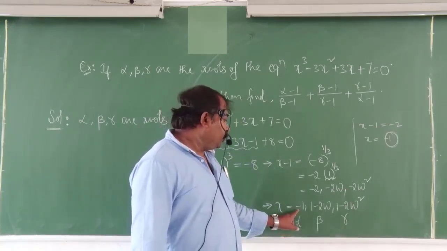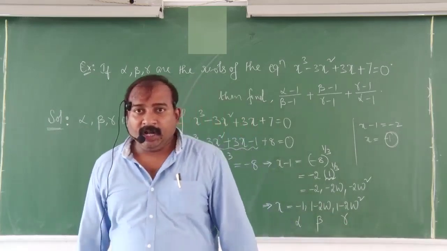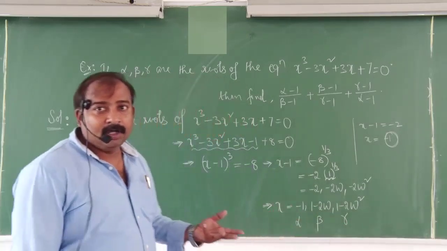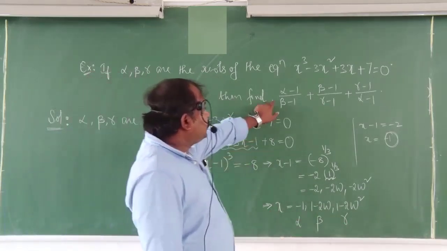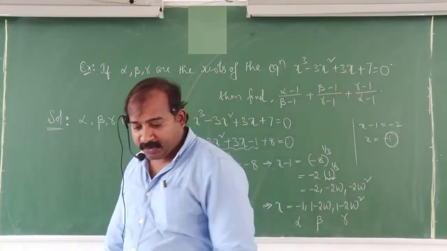So alpha value we know, beta value we know, gamma value we know. After knowing alpha, beta, gamma, what is our aim? Our aim is to find this value. Replace the value, simplify, you will get the answer. Okay. Next.